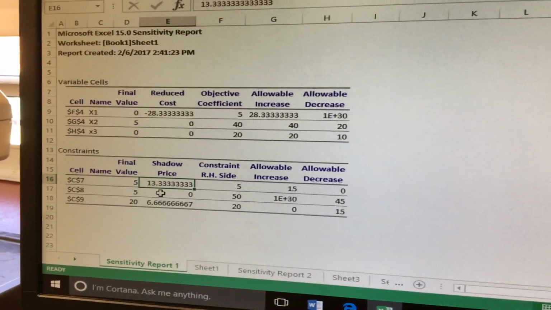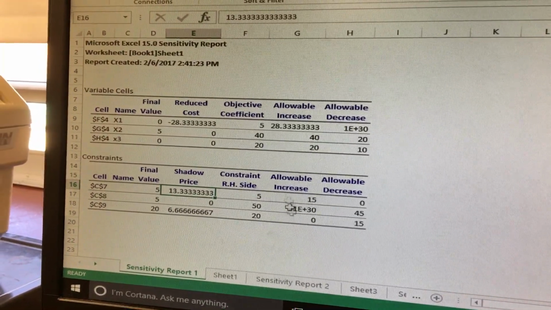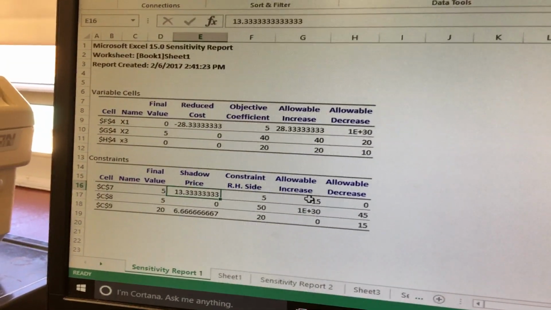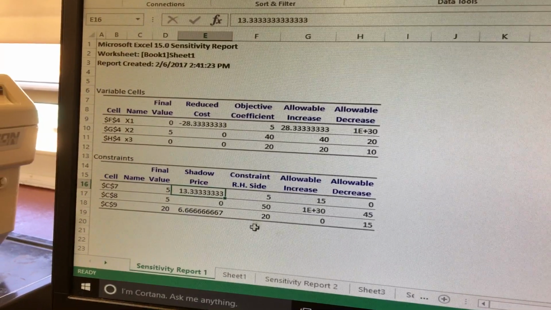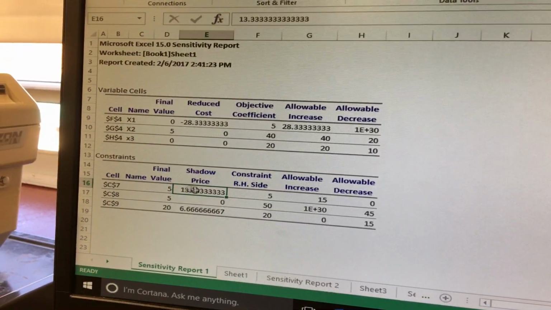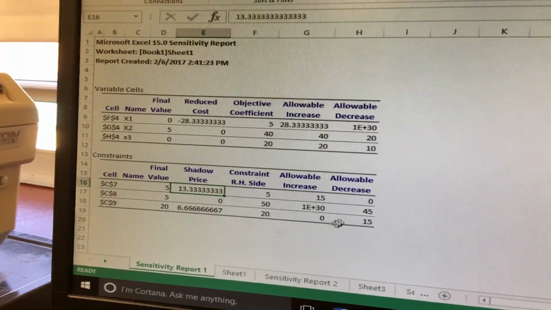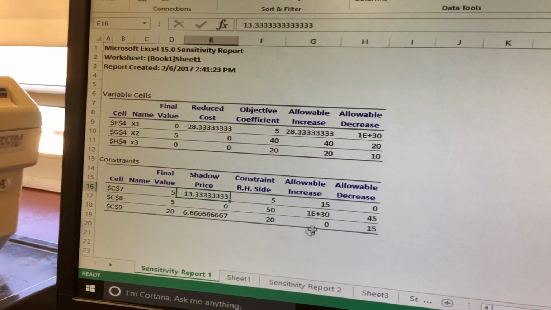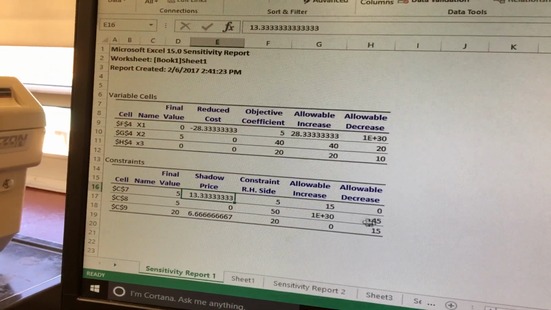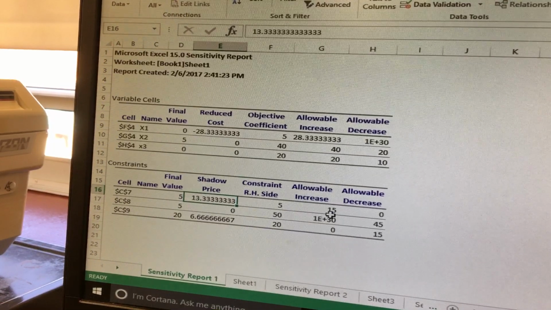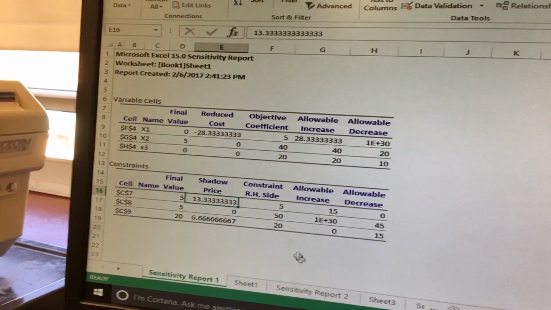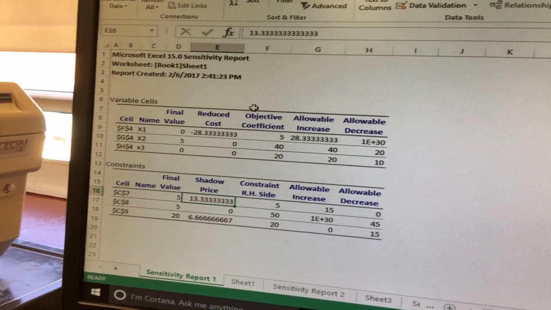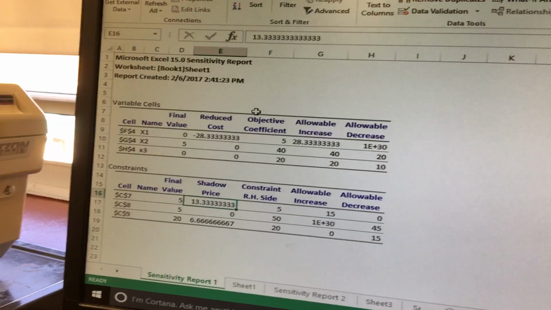Now you can't change it as much as you want. That's what these allowable increase and decrease are. So for constraint 1, there's no decrease allowed, but 15 increase. So my constraint can go anywhere from 5 to 20 and have this shadow price still be effective. Okay. This 1e+30, by the way, is Excel's way of basically saying infinity. So this shadow price of 0 is from a decrease of 45 to infinity, so a right-hand side of 5 to infinity.